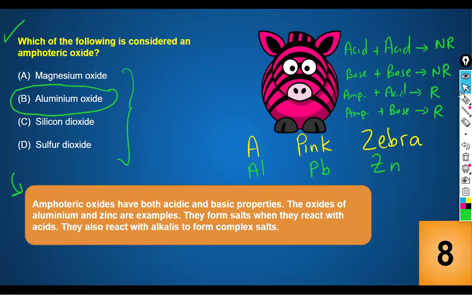Oh, and if you want to take down back the acronym, anything with aluminum, lead, or zinc are considered amphoteric. I have the word in, I still can't spell it. Amphoteric. Right? So this was from last term.